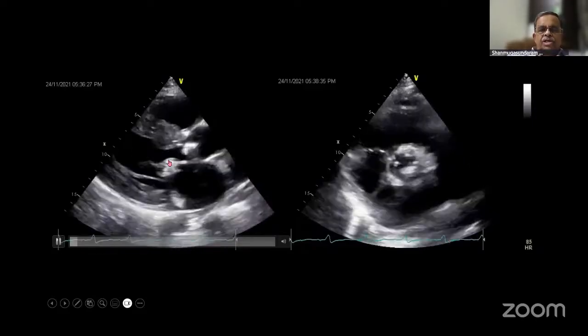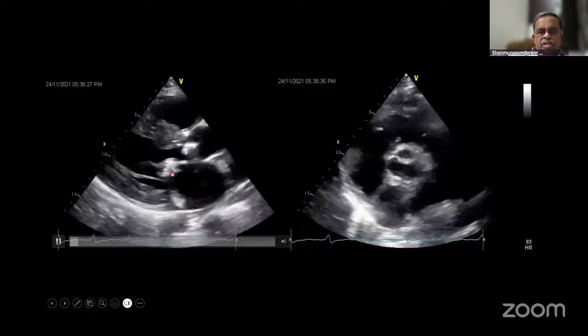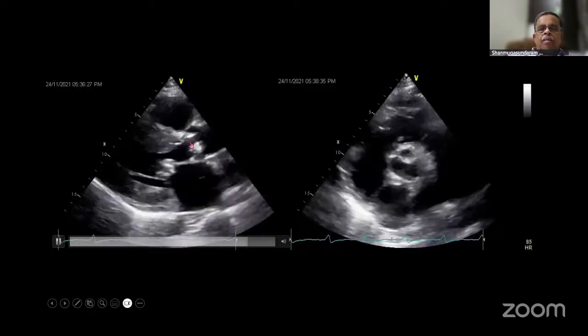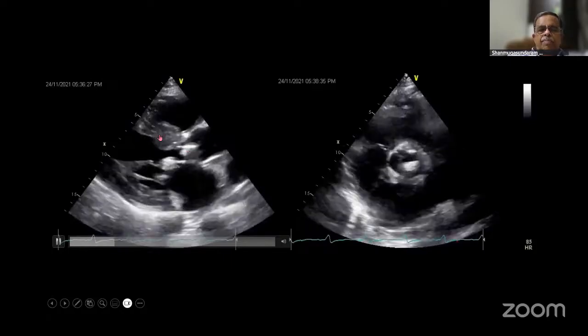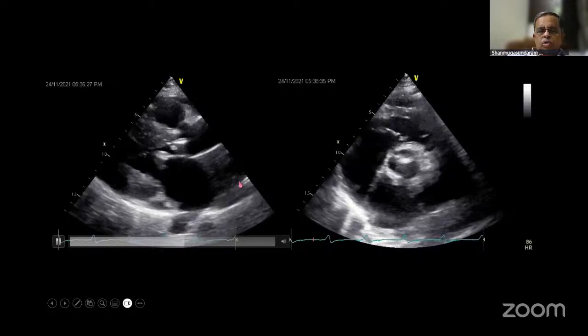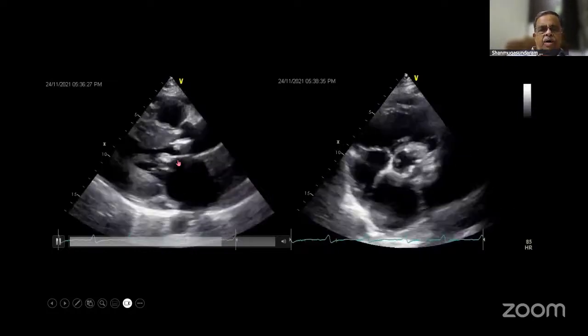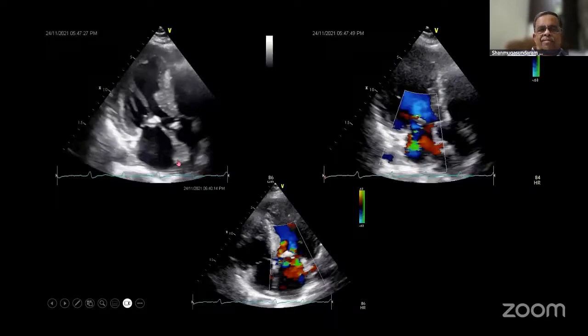The vegetations are there. You can identify some extra masses attached to the valve leaflets, but the echogenicity compared with the myocardium is much denser. Probably, it is also calcified. These are healed vegetations of the mitral and aortic valve.